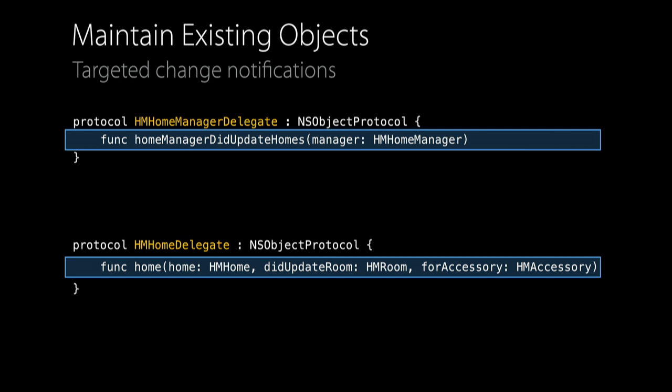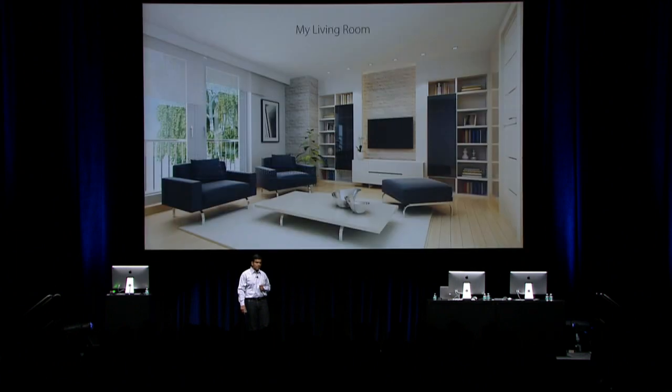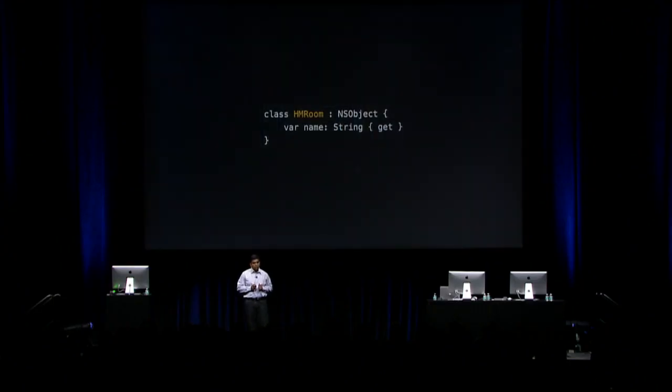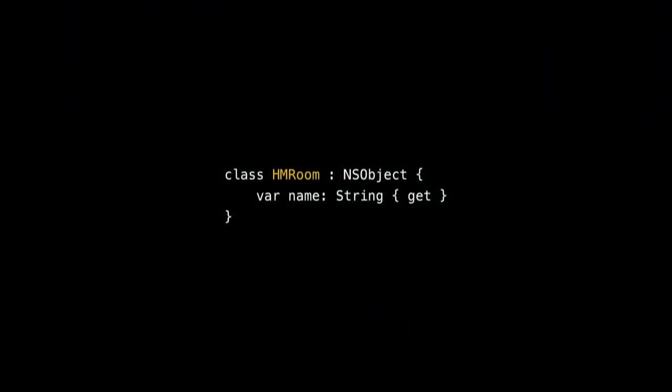Let's talk about another one using an example. Let's say I have a living room, and I have a photo of the living room that I want to show in the app. So what that means is you need to be able to associate and find a HomeKit object representing a room across relaunches of your app. Now, a room in HomeKit is represented using the HMRoom class. This has a name property, and names are not immutable. So any HomeKit app can change this.